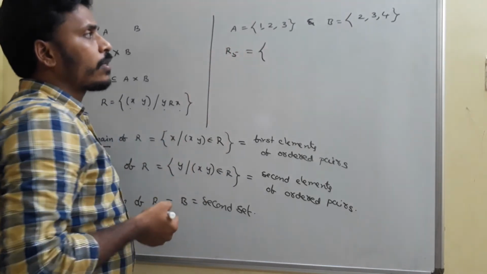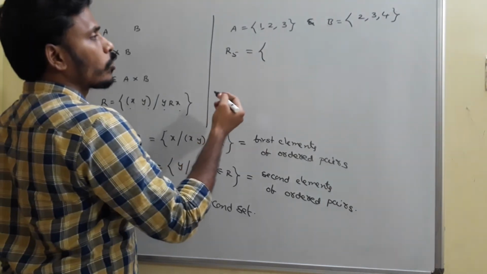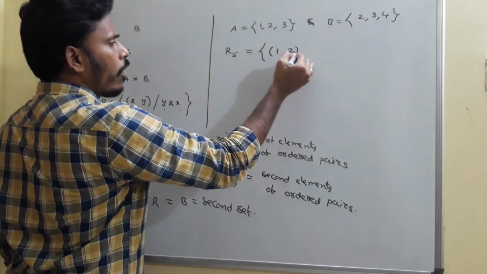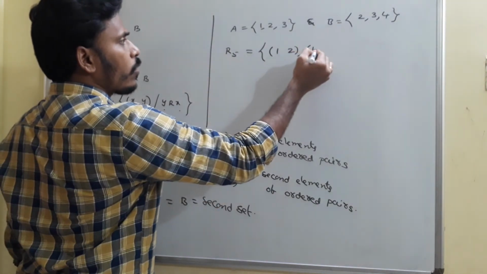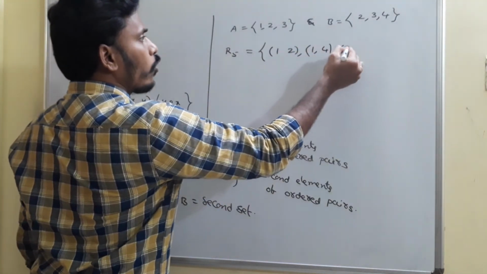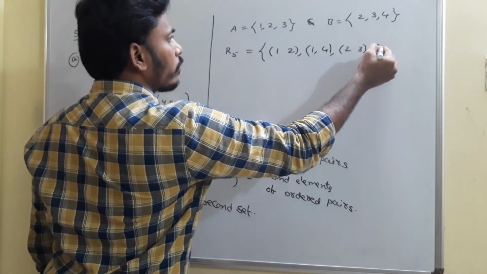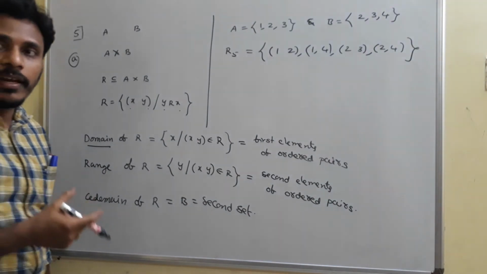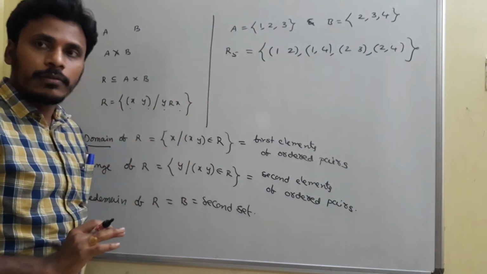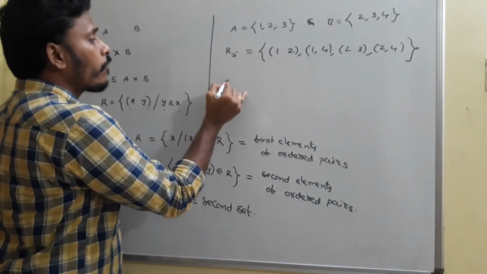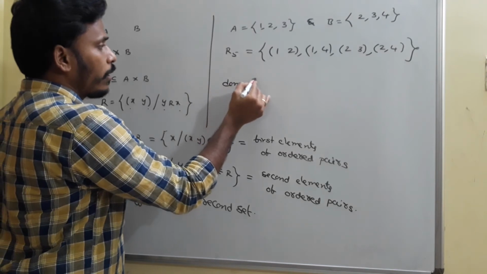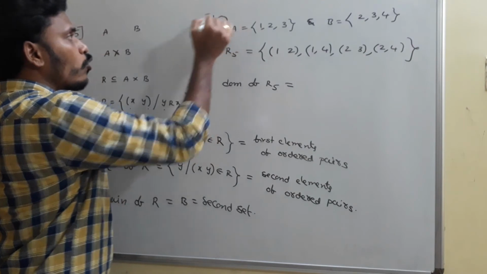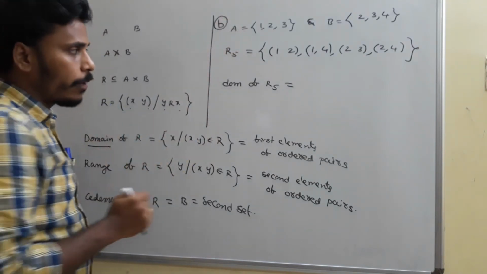Okay, such that I will take some ordered pairs with no need of any rule. R5 is a relation such that (1, 2), (1, 4), (2, 3), (2, 4). Just look there. So I have a relation R5 with those elements. Then domain of R5, so for the domain, you need to collect the first elements of the ordered pairs.